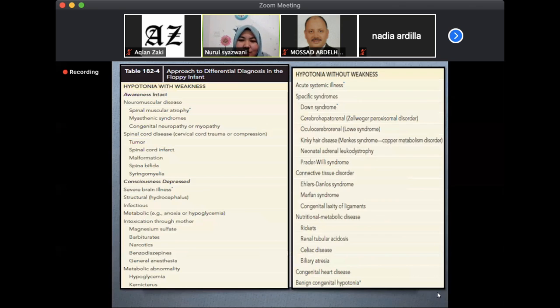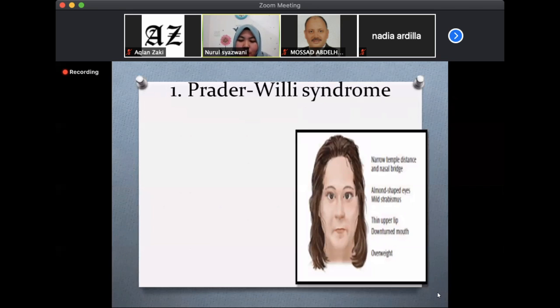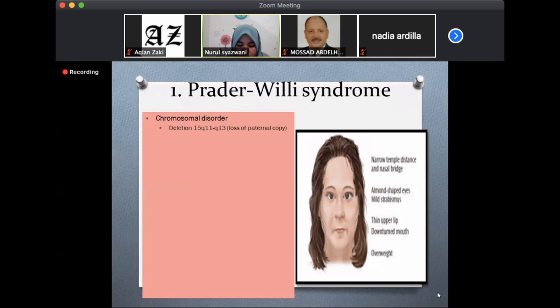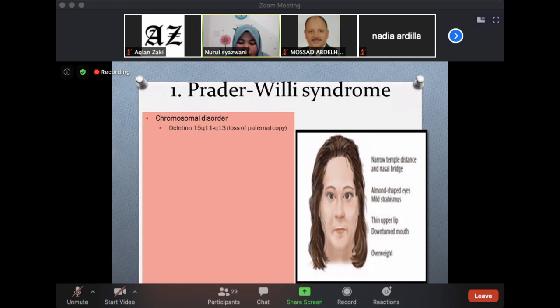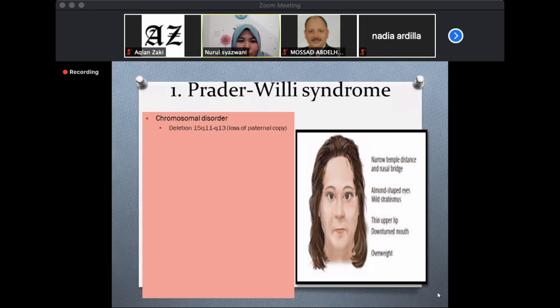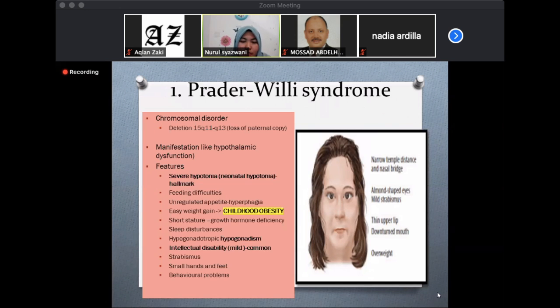Okay, so I will explain the first syndrome, which is Prader-Willi syndrome. Prader-Willi syndrome is a complex genetic condition that affects many parts of the body. It affects the chromosome, where there will be deletions of the paternal copy involving 15q11-q13, and the manifestations of Prader-Willi syndrome include hypothalamic dysfunction. So these are the features of Prader-Willi syndrome.